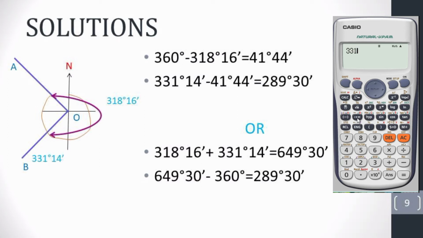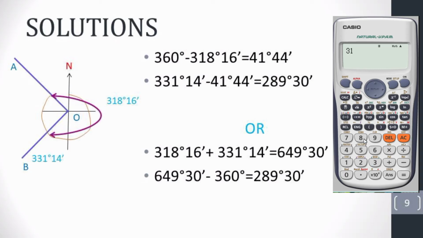So that is 331 degrees 14 minutes minus 41 degrees 44 minutes, getting my answer as 289 degrees 30 minutes. So that was simple like that.